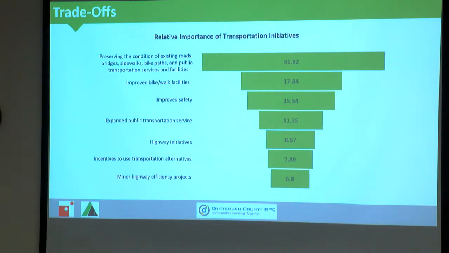After we had people rate different attributes, we then started talking about different transportation initiatives, what's important to people, what's not important to people. And we did literally dozens of different possible initiatives. These initiatives went from highway initiatives to safety initiatives to preserving your current infrastructure. After we asked people about all these initiatives, we then asked, of all of these different groups of initiatives we've been talking about, what do you think is most important to you?